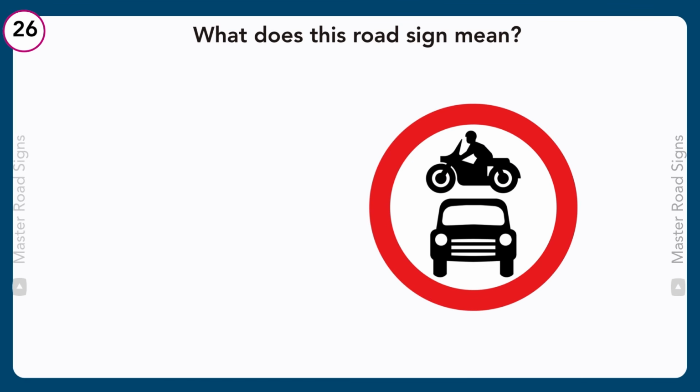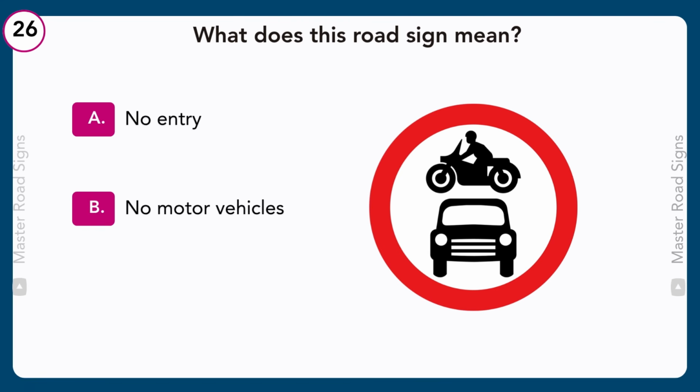What does this road sign mean? Option A, no entry. Option B, no motor vehicles. Option C, no overtaking.